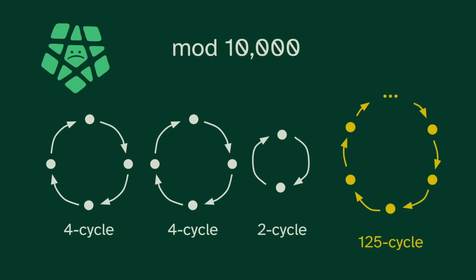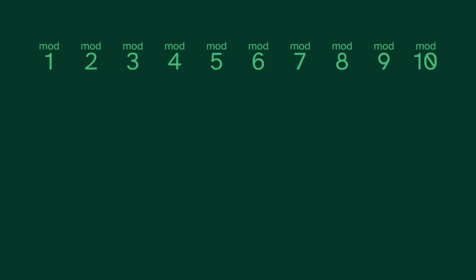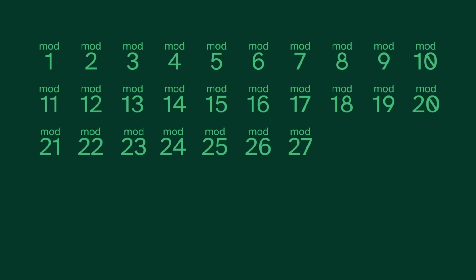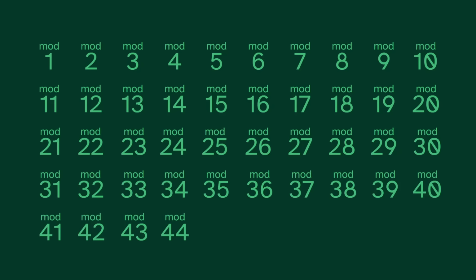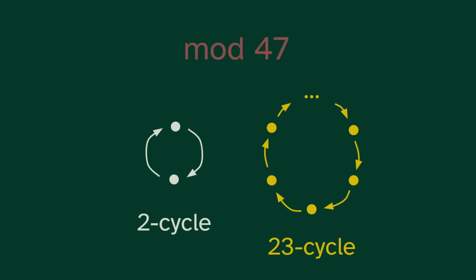But we don't need to just focus on powers of 10. What if we look at all the integers? The 3x3 can handle any modulus up to 47. Mod 47 doesn't work. It would need a 23 cycle, and even though there are 24 locations, a 23 cycle doesn't work because of some technicalities.